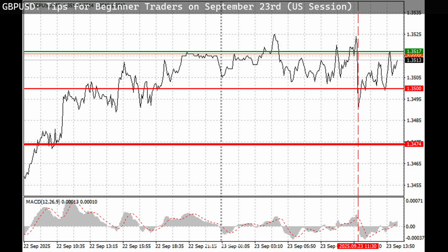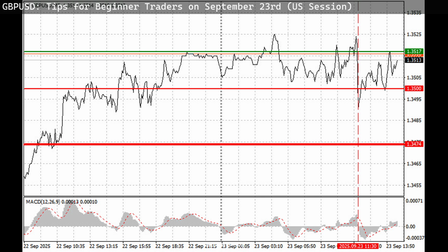Buy signal, scenario 1. I plan to buy the pound today at the entry point around 1.3526, the green line on the chart, with a target at 1.3564, the thicker green line on the chart. Around 1.3564, I will exit long positions and open shorts in the opposite direction, expecting a 30-35 point move back from the level. A strong rise in the pound can be expected only after weak US data.